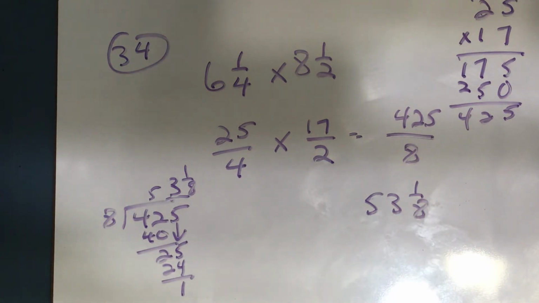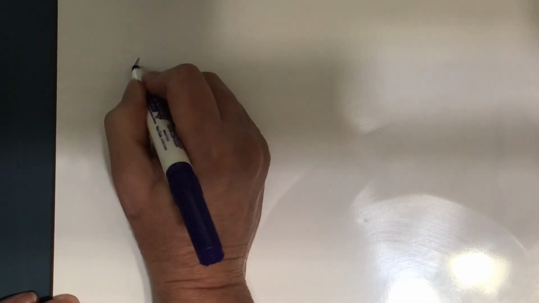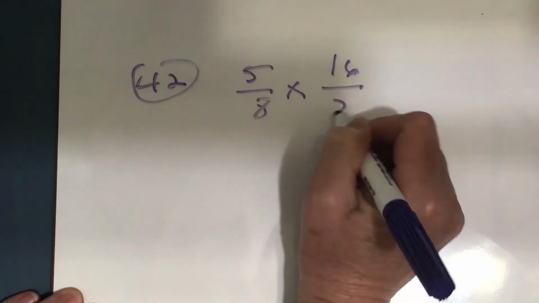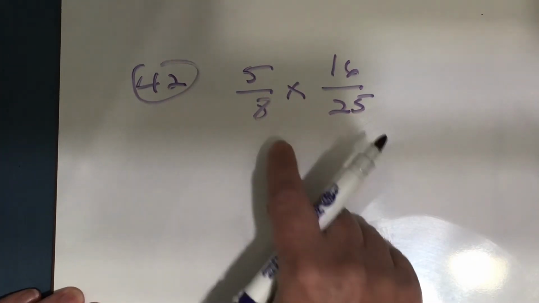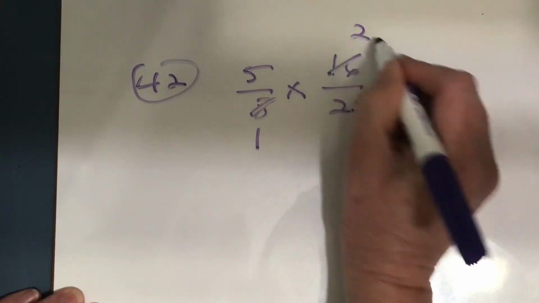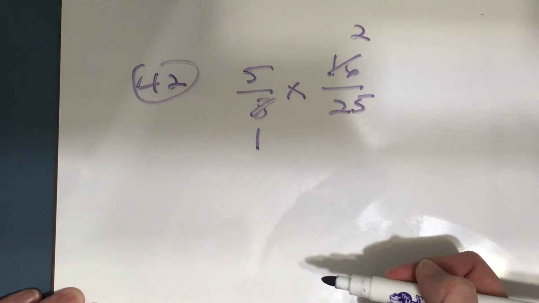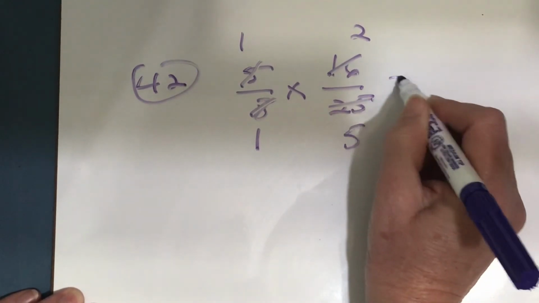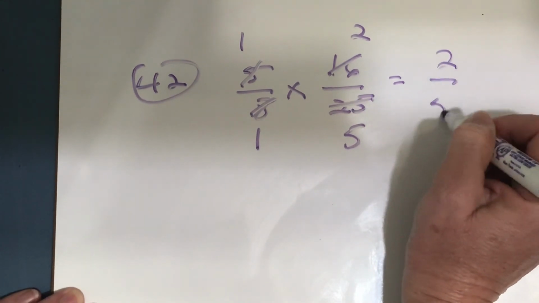Okay, and then I will do one on the bottom. It says to simplify the fractions, then multiply. Let's do number 42. Number 42 is 5/8 times 16/25. Okay, I can see that 8 will go into 8 and 16. 8 divided by 8 is 1. 16 divided by 8 is 2. Then 5 goes into 5 and 25. 5 divided by 5 is 1. 25 divided by 5 is 5. So I multiply and I get 2/5.